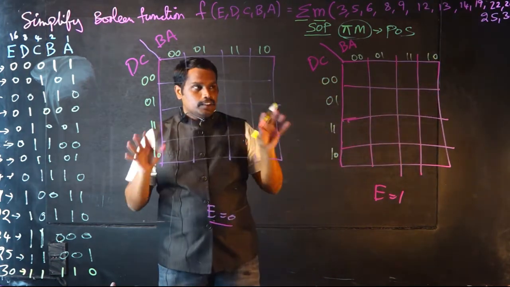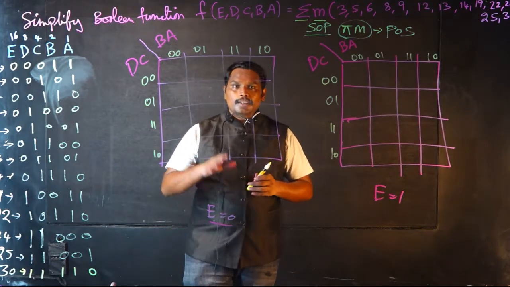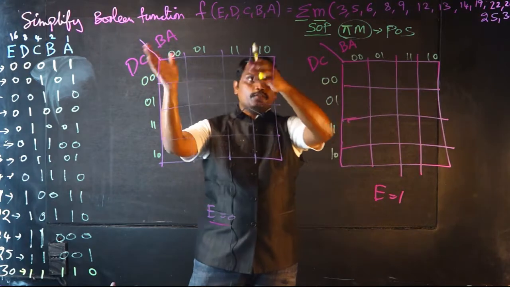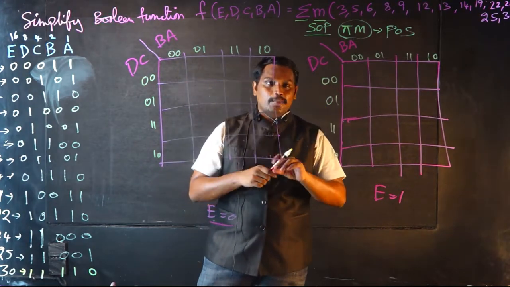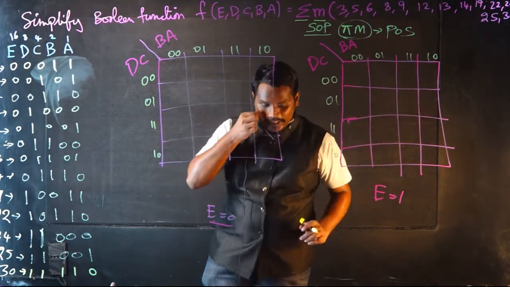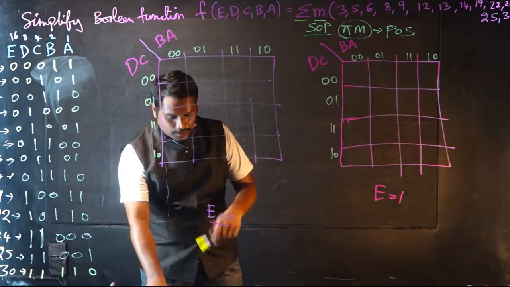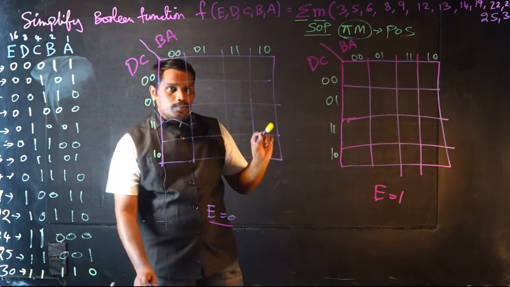Now I have plotted the 5 variable Karnaugh map with E equal to 0 as the first phase and E equal to 1 as the second phase, followed by the 4 variables. This is how you are going to construct the Karnaugh map. So this total picture is the 5 variable Karnaugh map. And now we will see how you are going to mark the positions of this particular Karnaugh map.